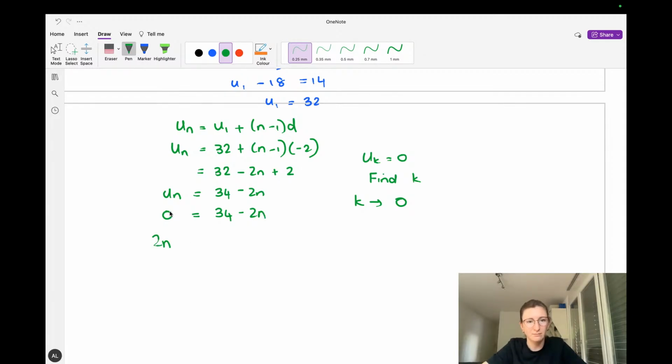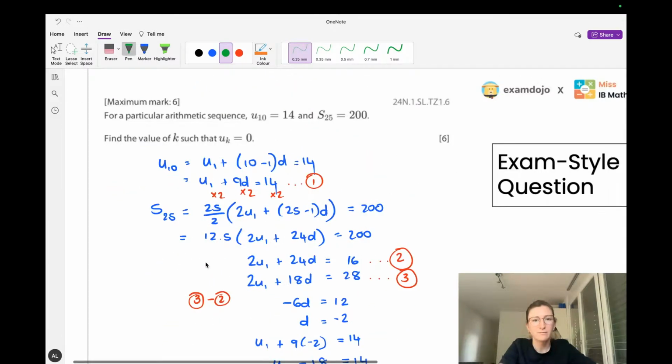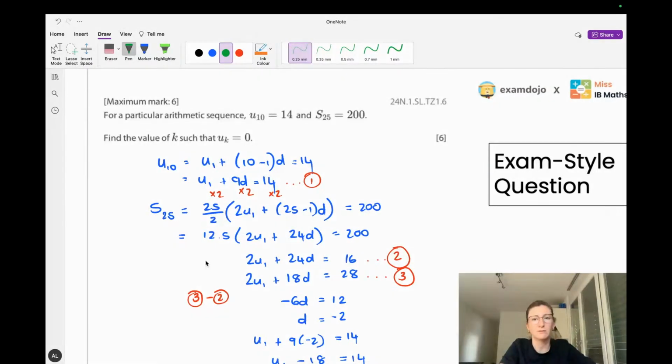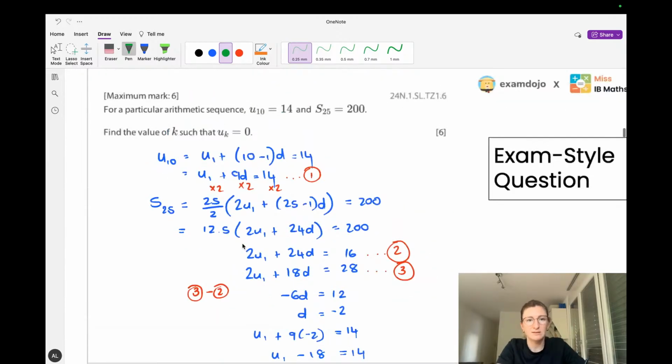Let's solve for that. So we have 2n equals 34. So n equals 17. And have we answered the question fully now? Yeah, find the value of k such that uk equals 0. And now we found the value of k. Sorry, that's what I was doing. I was erasing it to write k instead of n. So 2k equals 34, and k equals 17. That was a lovely 6-mark question.